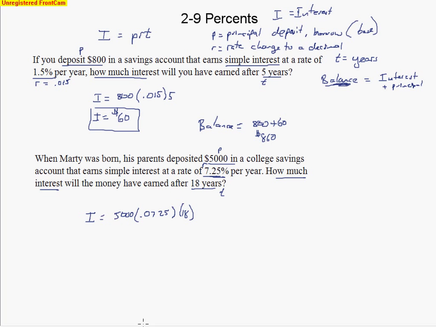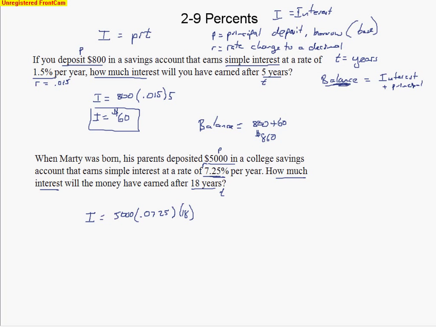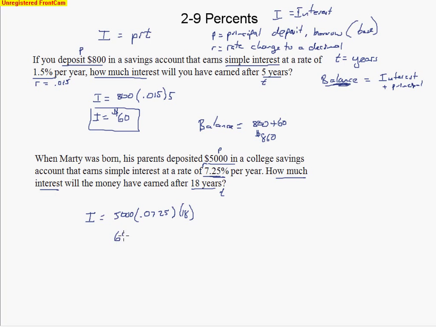So we go ahead and punch those into the calculator. And if we can make that calculator a little bigger, there it is. So we've got 5,000 times 0.0725 multiplied by 18. And when we do that, we get this number. So this is 6525. 6525. So that's the amount of money that Marty has in interest alone. So this is the amount of interest that he earns.